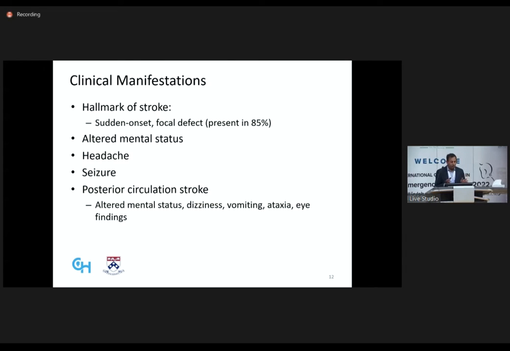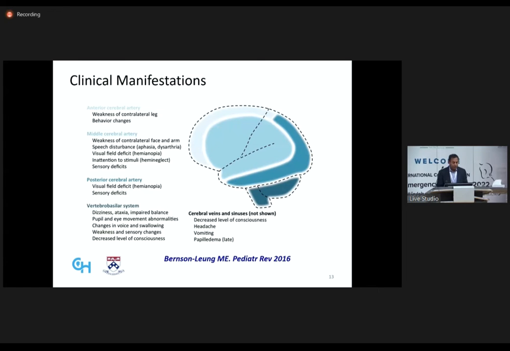Posterior circulation stroke is a little bit different in that it may not present with a focal neurologic deficit. It may present with altered mental status, dizziness, vomiting, ataxia, and some eye findings. So anytime a patient presents with headache along with dizziness as a significant complaint, remember, think about the possibility of posterior circulation stroke. Do a good examination, make sure you don't have any positive findings.